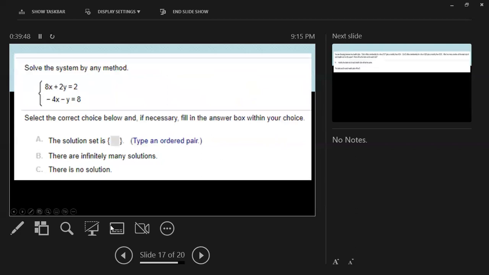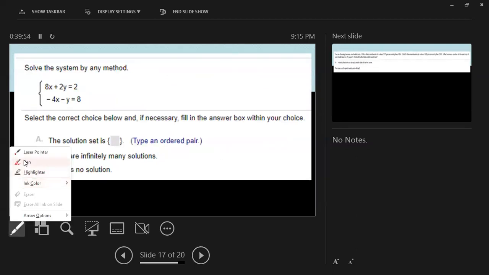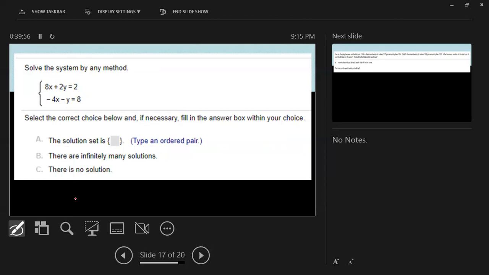All right, so for this particular item, it says solve using any method. So I can use the addition method, or I can use substitution. In this instance, I'm going to actually use the addition method. And I'm going to eliminate my x variables by multiplying the second equation by positive 2. So the first equation will stay the same, 8x plus 2y is equal to 2.